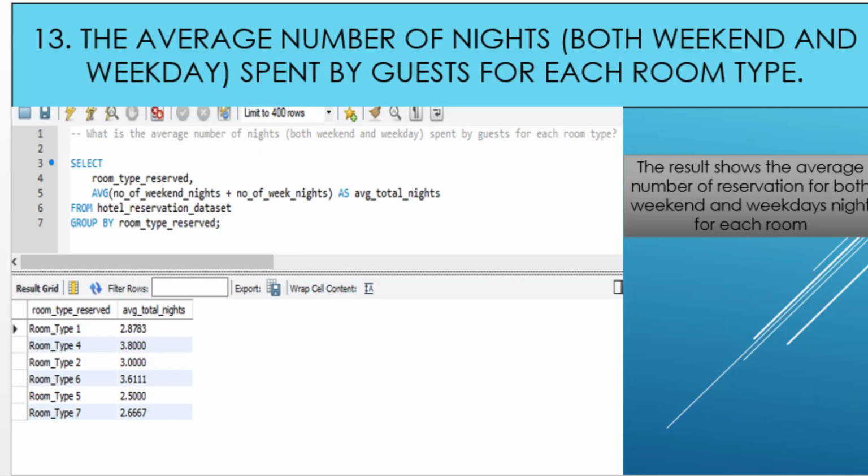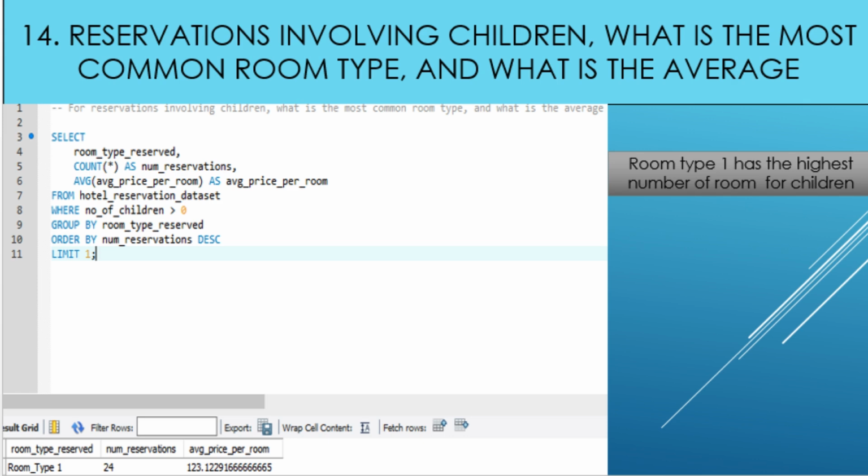We move on to the average price and average number of nights, for both weekend and weekdays, spent by guests for each type of the room. So you can see from my analysis that we had every average from room type 1 down to room type 7. The result shows the average number of nights for both weekend and also weekdays. We move on to the reservations involving children, the most common room type and their average. At the end of the day, we saw that room type 1 was the most common room type for children with 24 reservations, and they have an average price of 123.12 approximately.